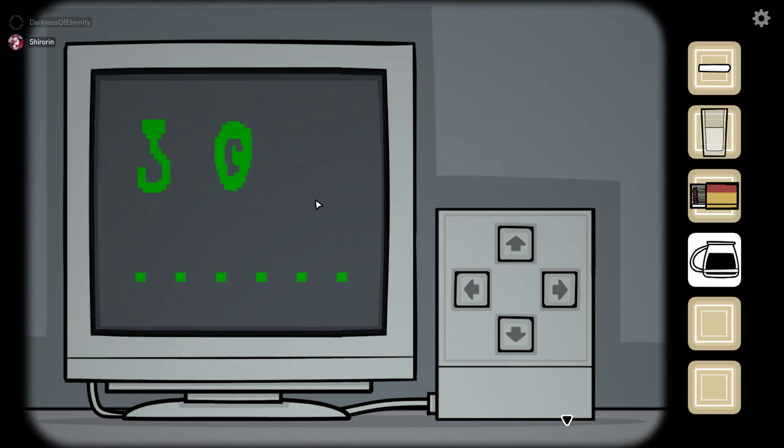What is this? Oh, okay. The sliders. Is it horizontal or vertical? It's vertical. Okay. The first one on the left is on the fourth. Okay. The middle one is on top. Okay. The last one is on third.